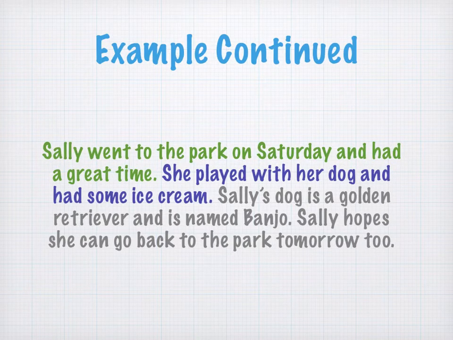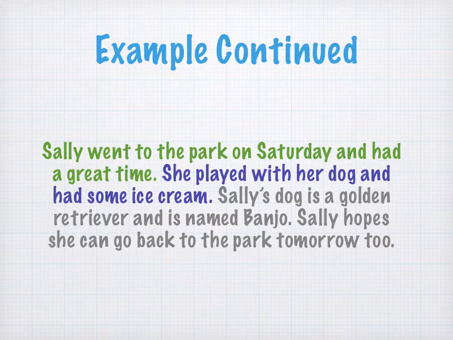Okay, so I said that the main idea of this paragraph would probably be the first sentence in green here. Sally went to the park on Saturday and she had a great time. That tells us what this paragraph is about. Now the key detail is in the dark blue here. She played with her dog and had some ice cream. That tells me what she did, and it supports the main idea. Playing with her dog and having some ice cream tells me that she went to the park and had a great time.